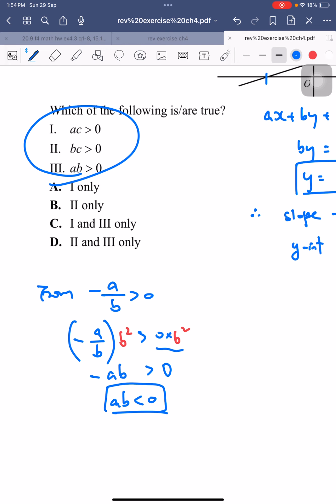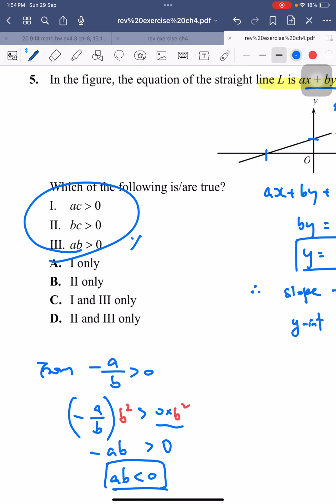Okay, so we can see from here the third one should be smaller than 0, but it's actually giving you positive. So the third one is actually wrong. So if the third one is wrong, then it's either A or B.